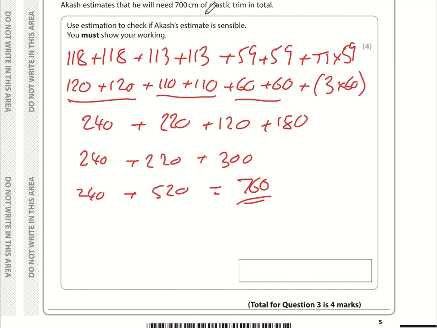It's not a million miles away, so you could say that is vaguely sensible as well, given that we've rounded up, although we have rounded down a couple of times as well. So probably 700 is a bit under, but you could say either way that it's sensible or it's not enough. But I think proving that you can get this answer of 760 is the key here.